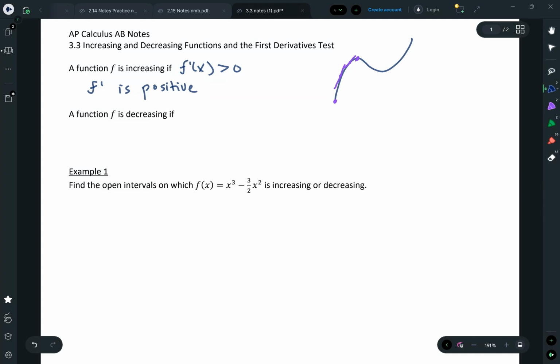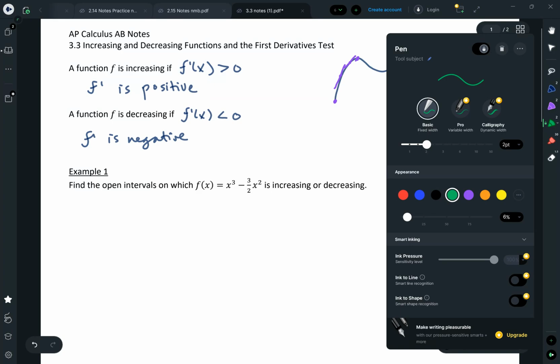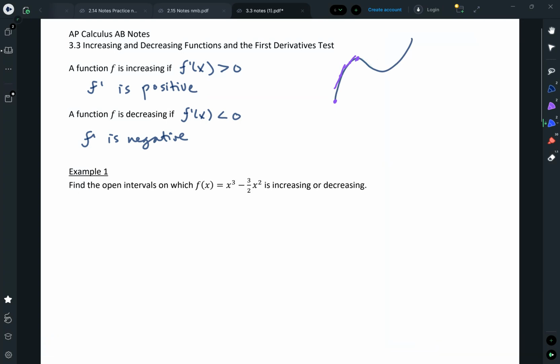A function f is decreasing if f prime of x is less than 0, which means f prime is negative. Looking at my graph again, that would be when my line is going down. There's something weird going on with this color. Let's see if we can pick a different color. Yep, still not working. So this would be a line going down, right? When my tangent line has a negative slope, it's because my function is decreasing. The function itself is going down.